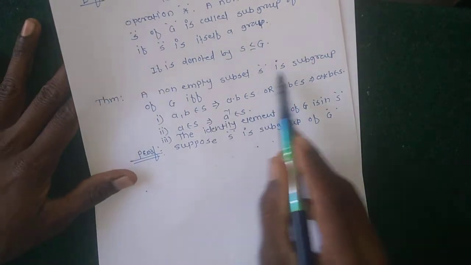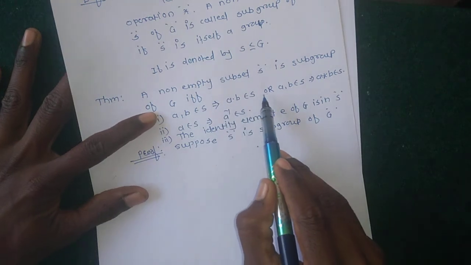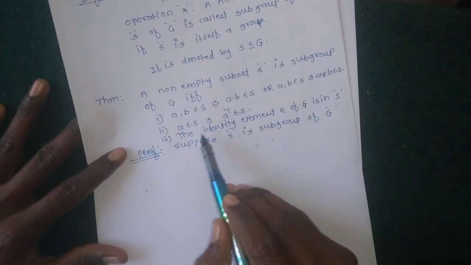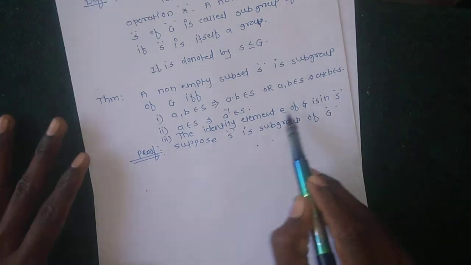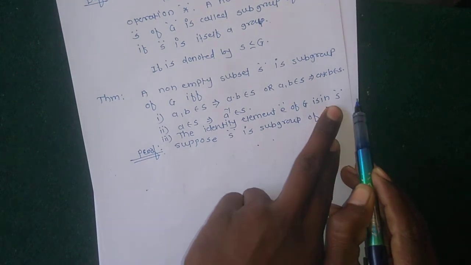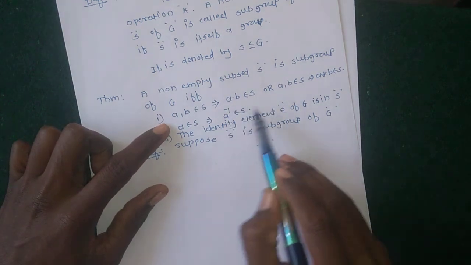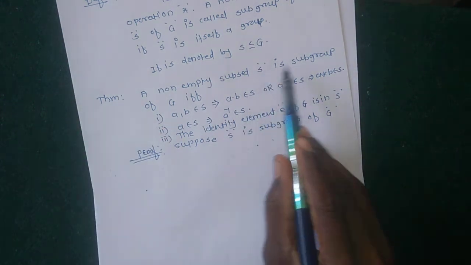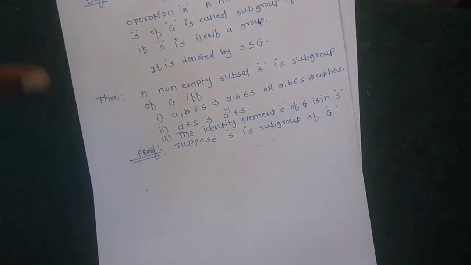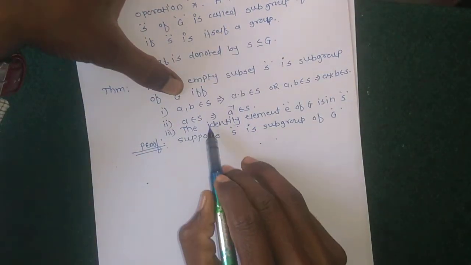Okay, here S is a subgroup of G if and only if A, B belongs to S; if A belongs to S, then A inverse also belongs to S; and the identity element E of G is also in S. And if these three conditions are satisfied, then S is a subgroup. Okay, then here given the if and only if, suppose that S is a subgroup of G, and here we are proving these three conditions.